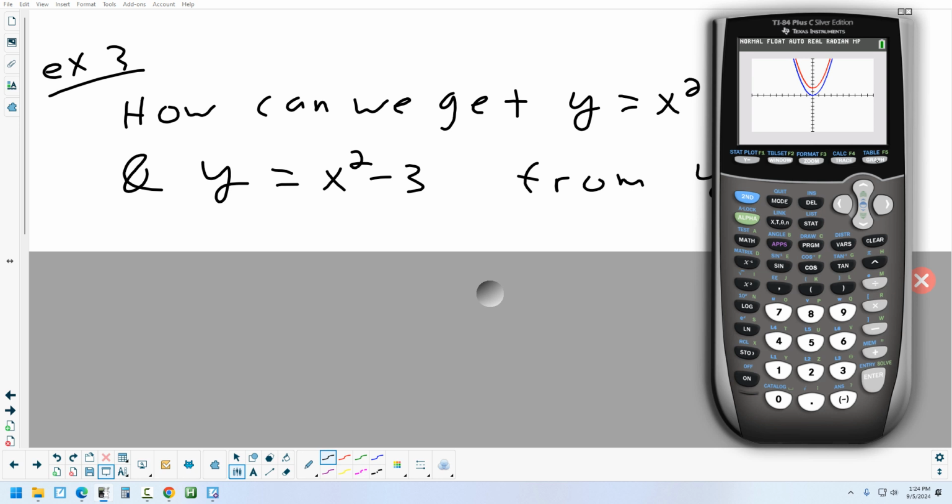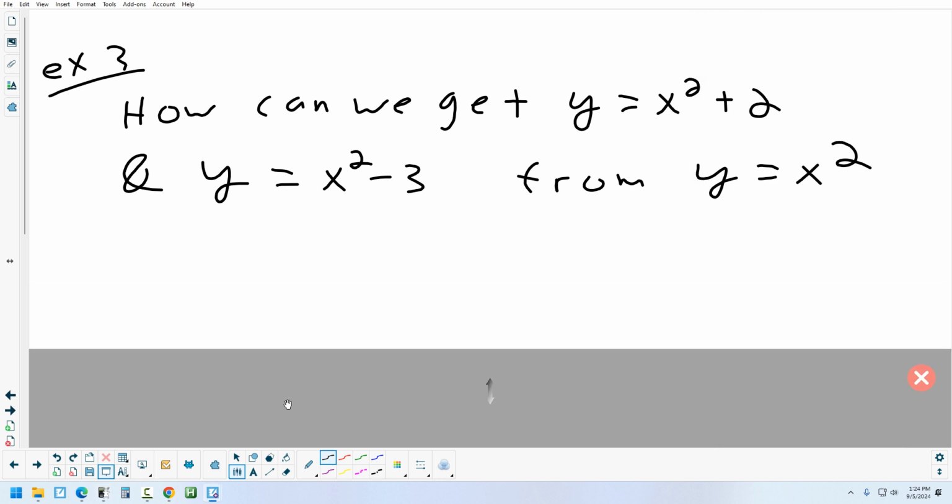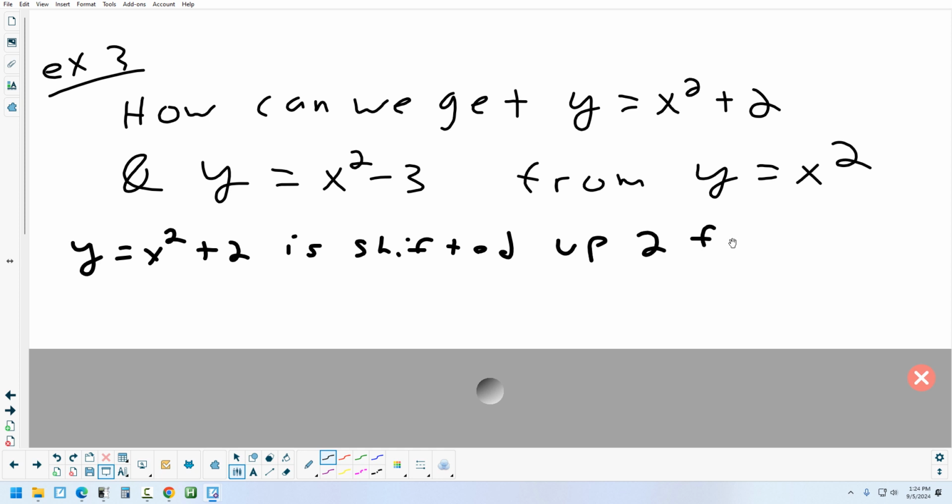All right, so let's write that down. So how do you get that? So y equals x squared plus 2 is shifted up 2 from the original. Okay, so that's that one.